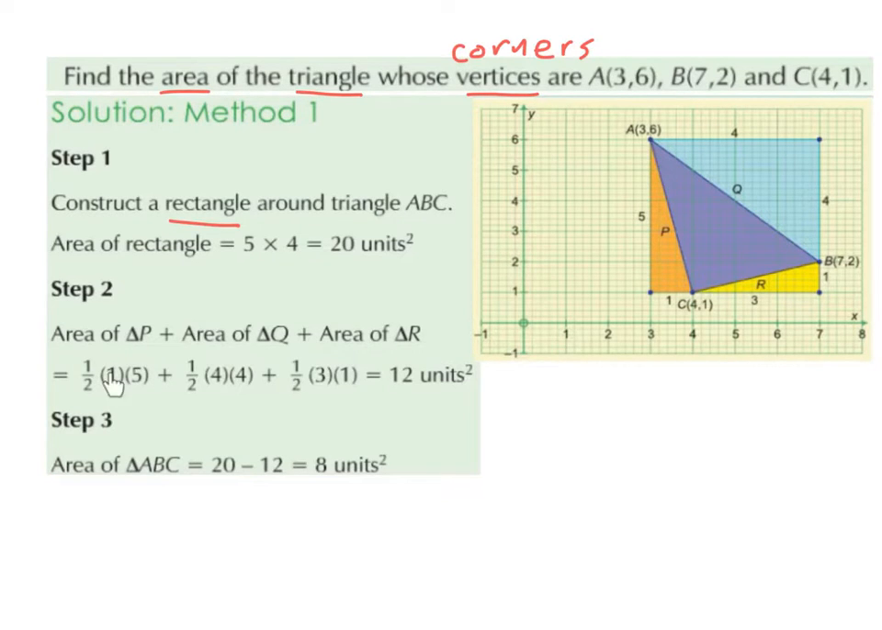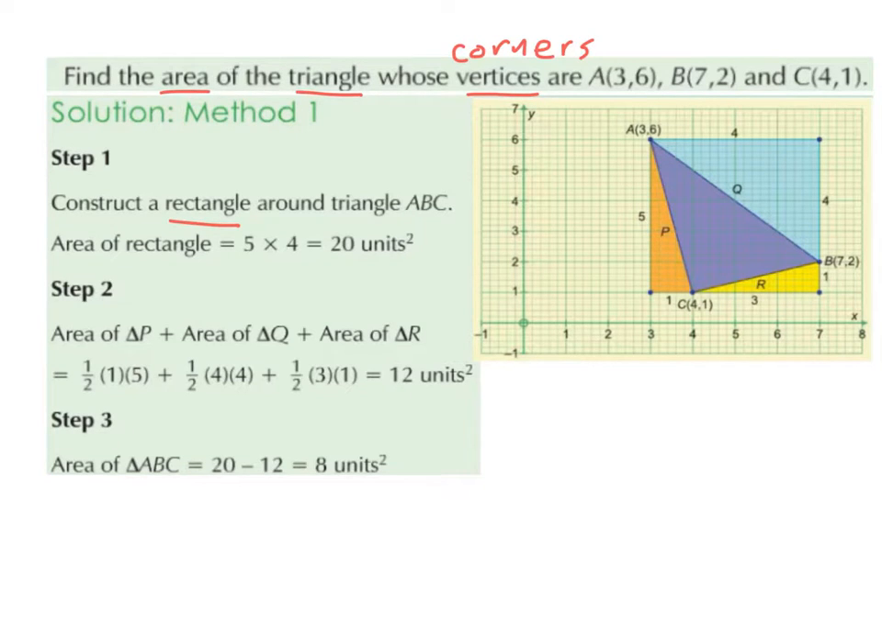So half times 1 times 5 plus half times 4 times 4 plus half times 3 times 1 is 12 units squared. Because half times 1 times 5 is half of 5, which is 2.5. Half times 4 times 4 is half of 16, which is 8. And half of 3 times 1 is half of 3, which is 1.5. Add those together to get 12 units squared.